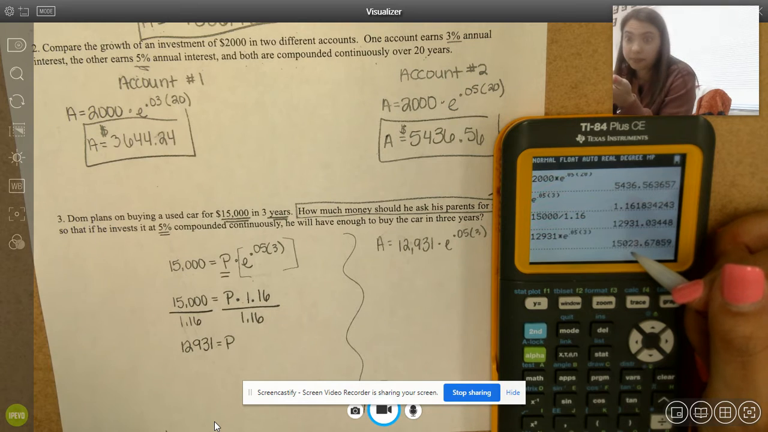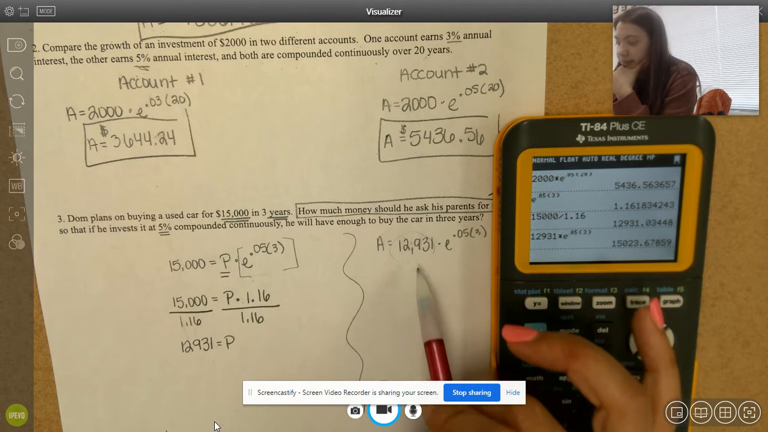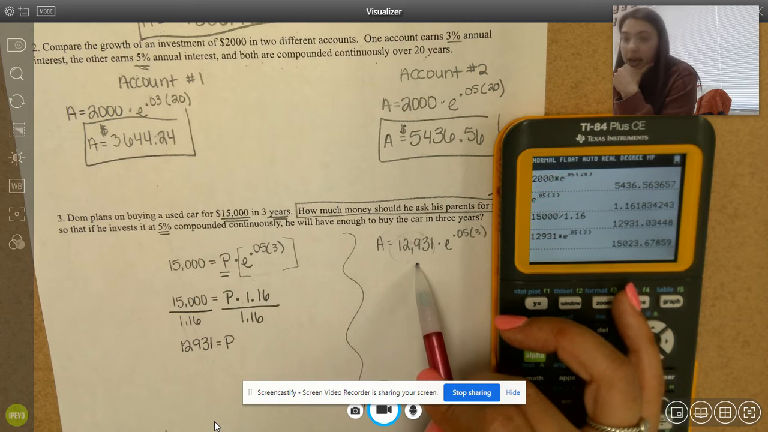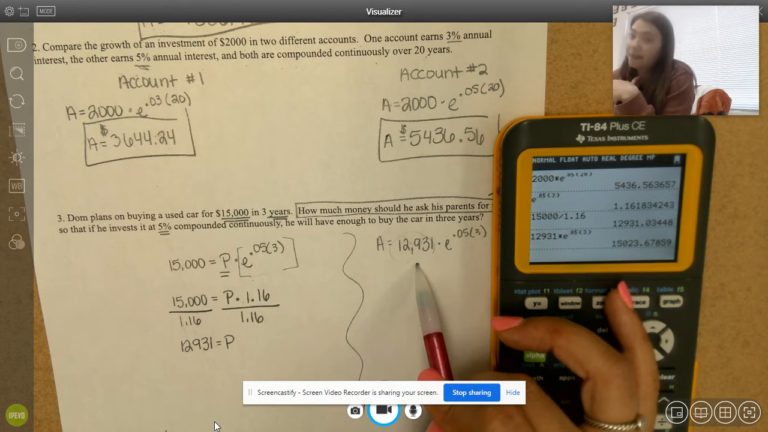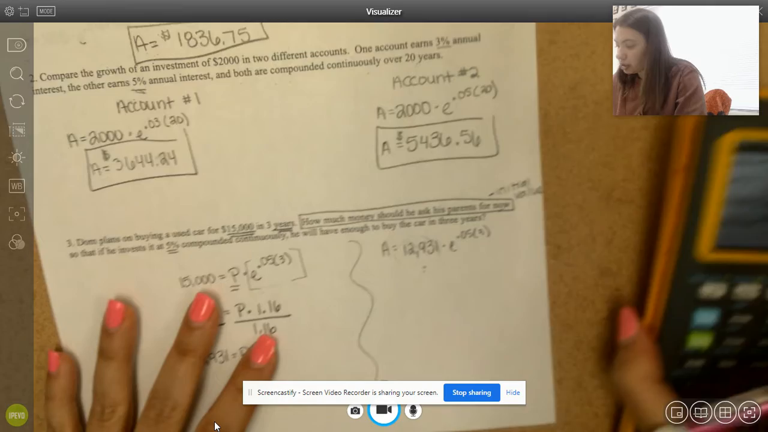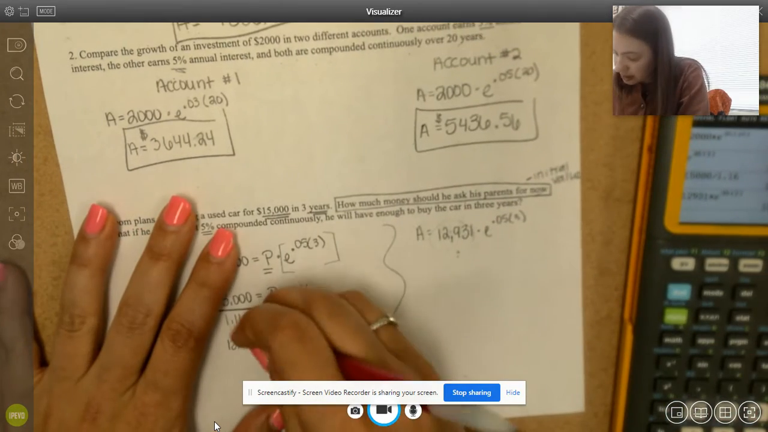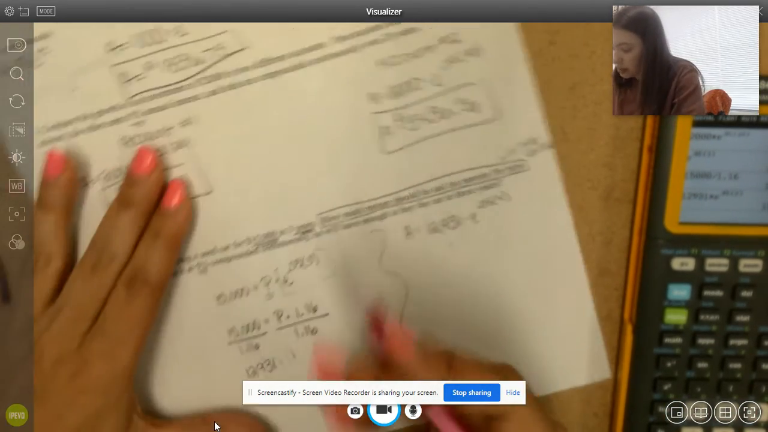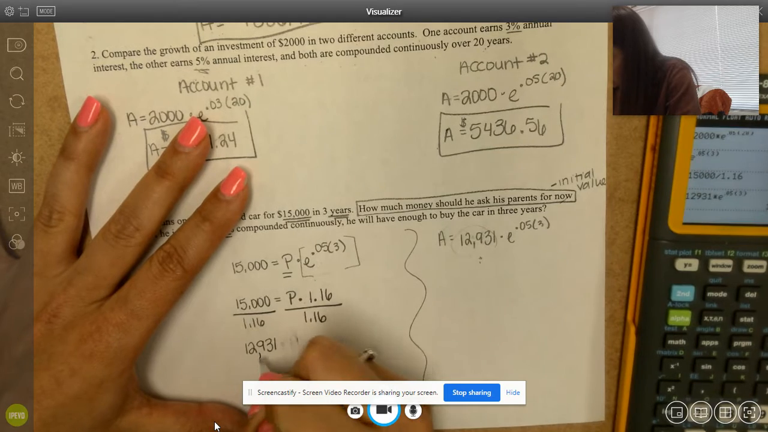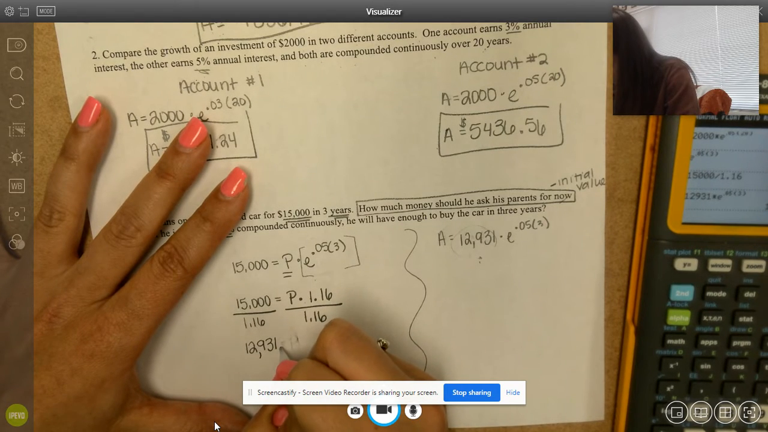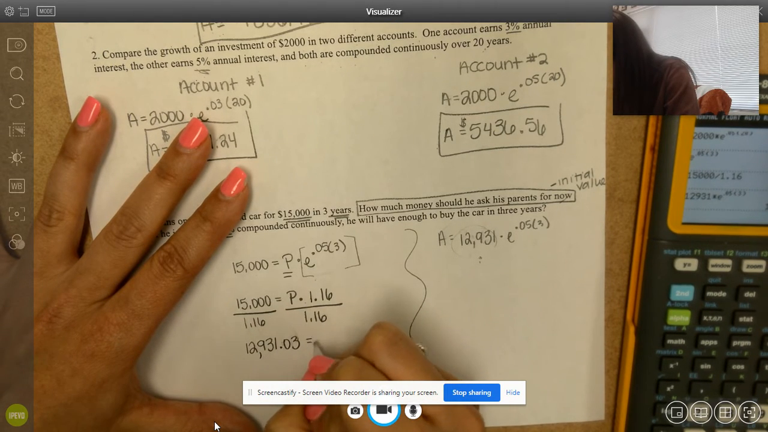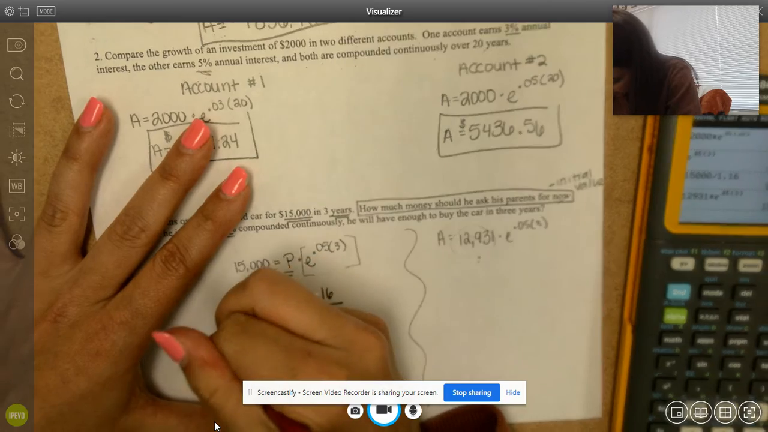So that's good, right? Which means that if his parents give him this much money to begin with, then not only will he have the $15,000, but he'll have a little bit extra to spend. And I do believe there was a decimal attached with this, so we can change that so it's more accurate. $12,931.03. That is our initial value right there.